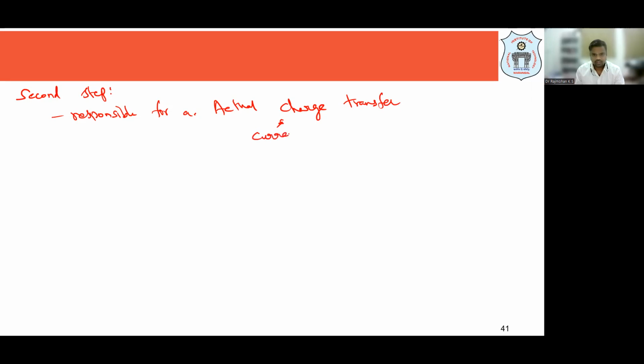Okay, next, second step. The second step is the one which is responsible for the actual charge transfer and current generation. Okay, so it is referred to as the Volmer reaction.